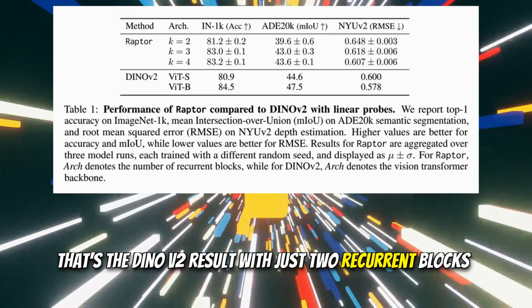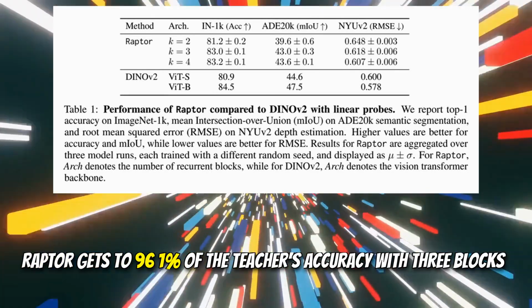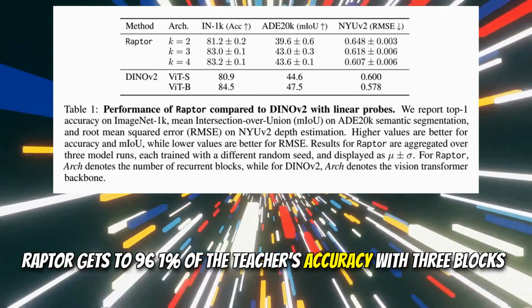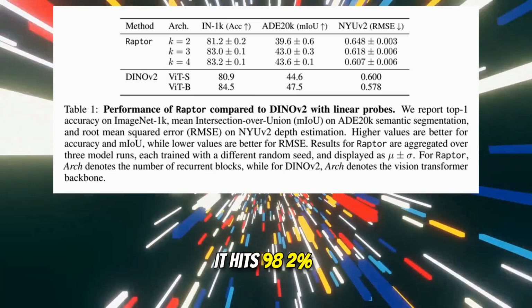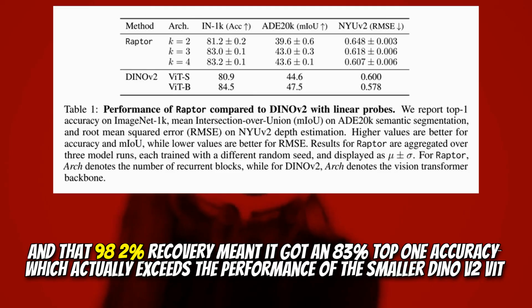With just 2 recurrent blocks, Raptor gets to 96.1% of the teacher's accuracy. With 3 blocks, it hits 98.2%. And that 98.2% recovery meant it got an 83% top 1 accuracy, which actually exceeds the performance of the smaller DINOv2 ViT-small model.